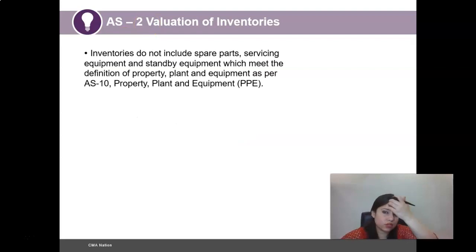And further, inventories, however, will not include spare parts, servicing equipment or standby equipment which meet the definition of property, plant and equipment as per AS 10, and thus such spare parts or servicing or standby equipment will be accounted for as property, plant and equipment as stated in Accounting Standard 10, and such spare parts would be considered as the assets of the business instead of including them in the inventories and valuing them. So the accounting treatment will differ completely.